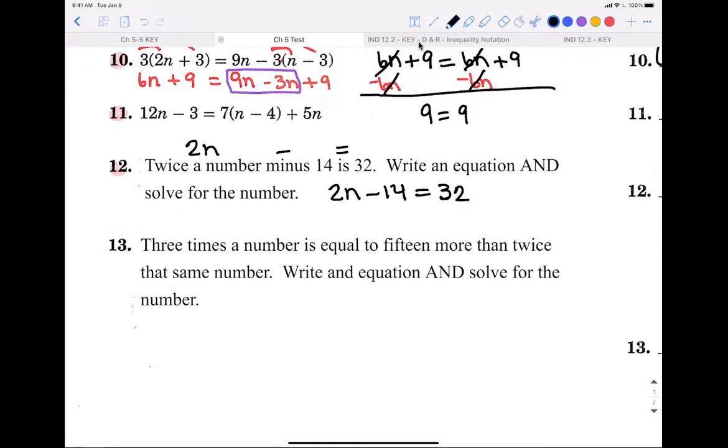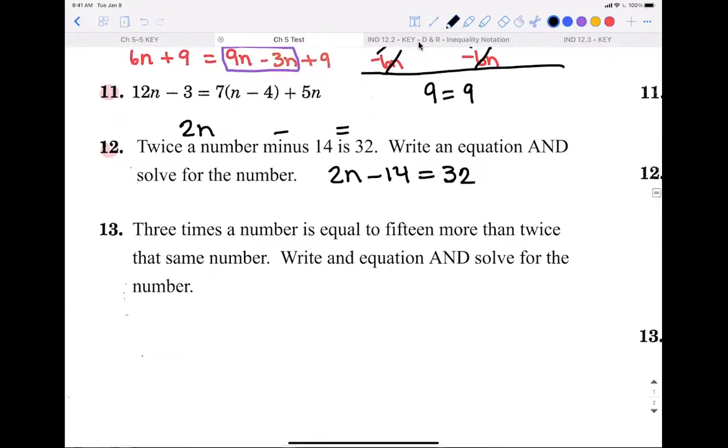Just a small hint on number 13. 3 times a number would be 3n is or is equal to 15 more than twice that same number. So this is part of it. You'll have to fill in all the rest of it, but that's part of it. And again, you write an equation and solve. Okay.